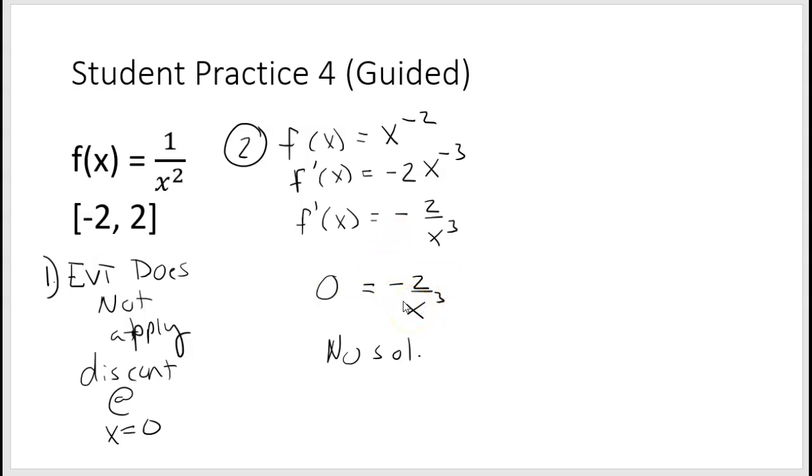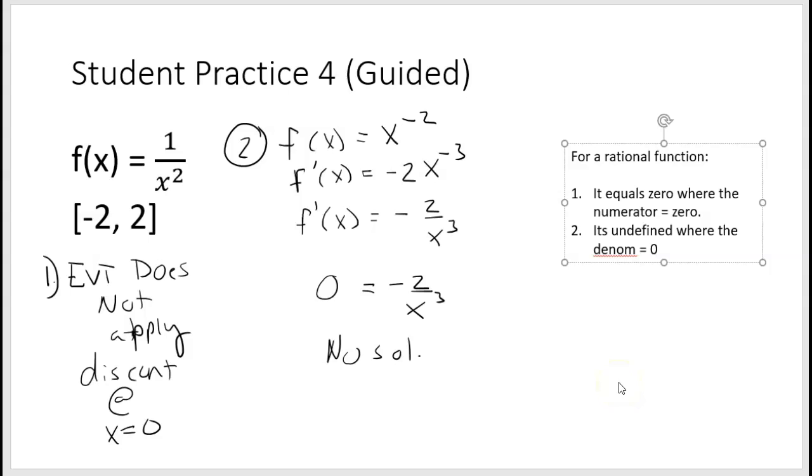A nice little note for you guys, which I would encourage you guys to write down, is the following. We're going to do this a few more times later on, but for a rational function, if you want to find where it equals 0, you set the top equal to 0. Now, for this particular problem, you can't set 2 equal to 0.